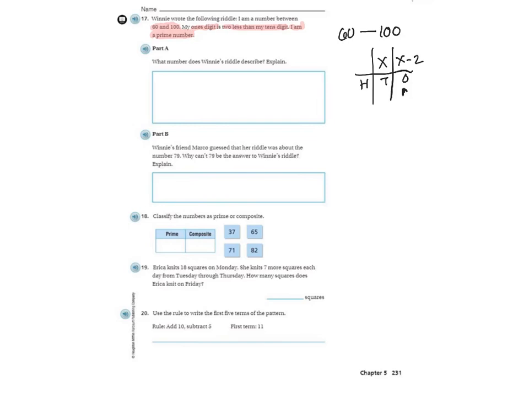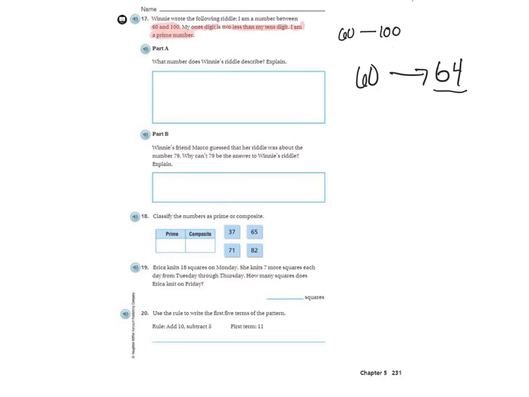90, 80, 70, and 60. Because we know it can't be 100, it has to be less than 100. And we can do 60 just to show you, so we'll start with 60. So if 60, my ones digit is 2 less than my tens digit. So if my tens digit is 6, what would be 6 minus 2? That would be 4. Okay, so 64.